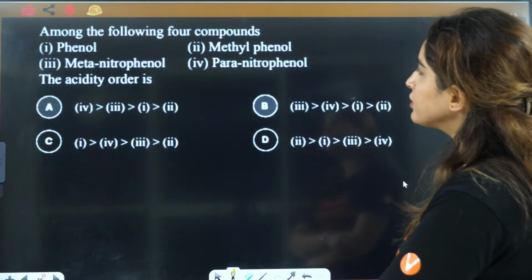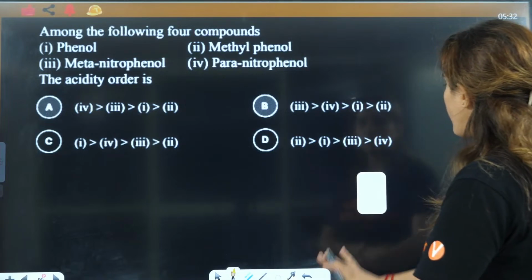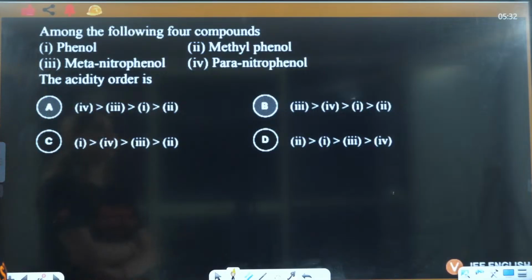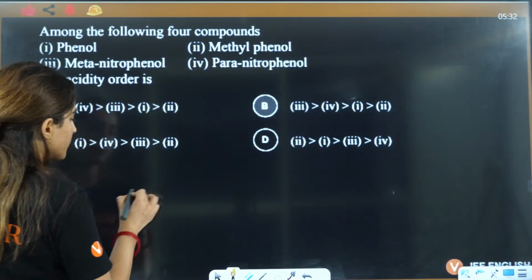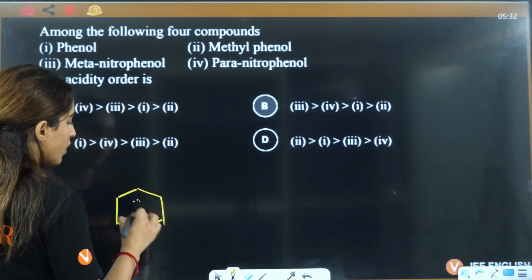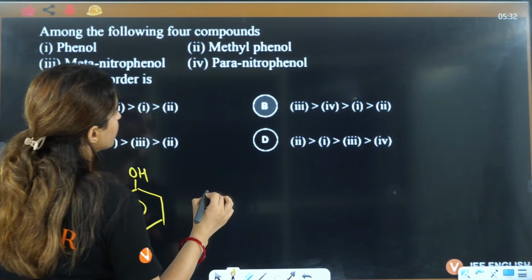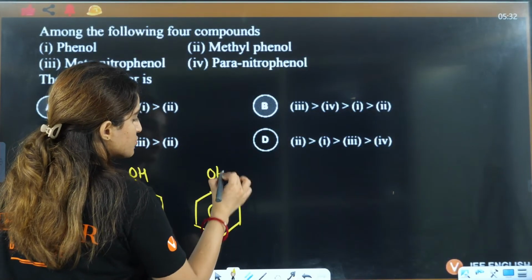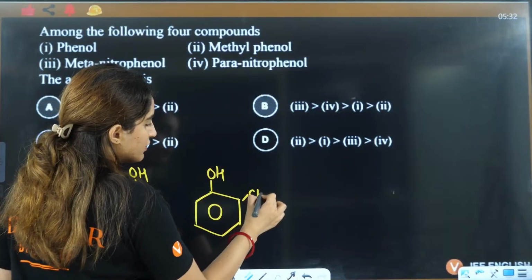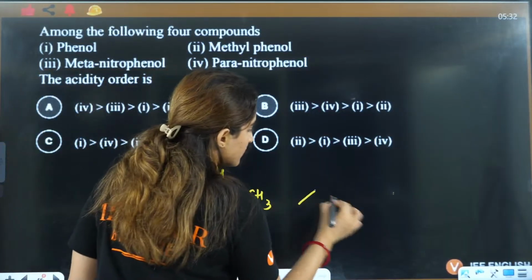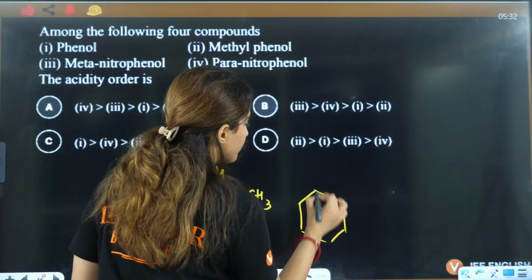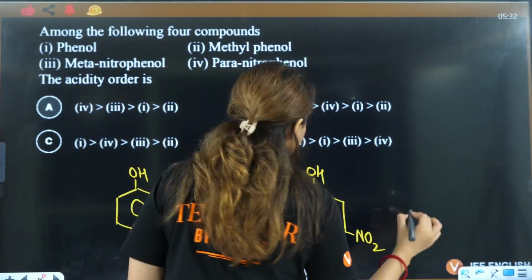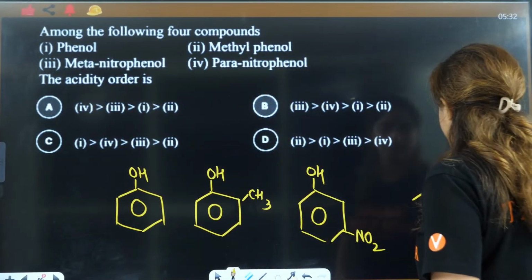Among the following four compounds: phenol, methylphenol, meta-nitrophenol, para-nitrophenol, these are the four compounds that you have, right? One is phenol, then there is methylphenol, that means they are talking about cresol. So you can put it here or wherever, it doesn't matter, I'll tell you why. Here you will have meta-nitro and this is para-nitro.